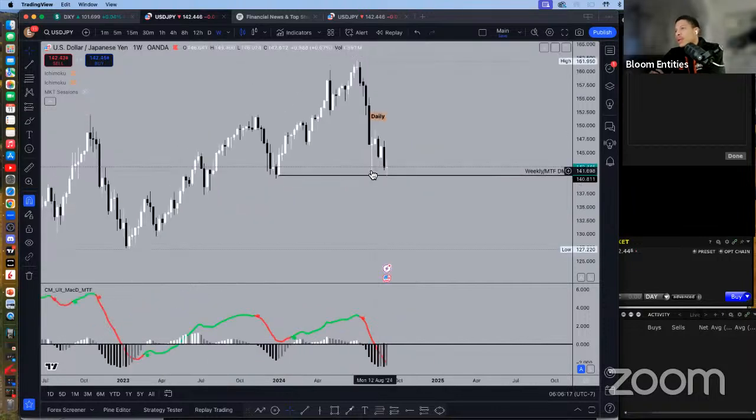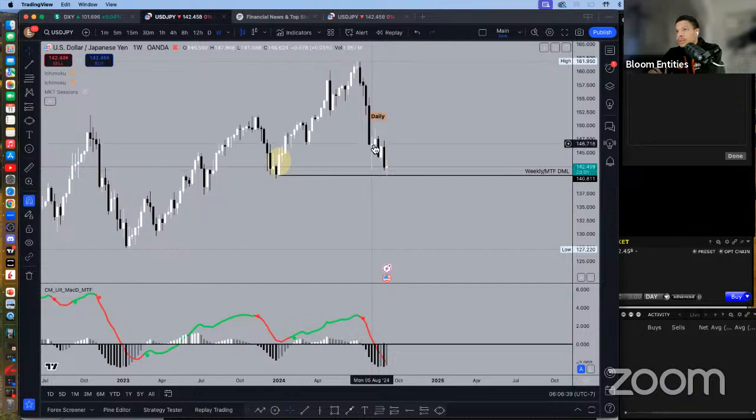Because of this wick, all this means is that at this level, buyers stepped in heavily, right? And this is a good level for buyers to step in at. Why? Because of the decision-making level that we're seeing on this weekly area. It's a decision-making level, right? And we see that buyers stepped in at that decision-making level.